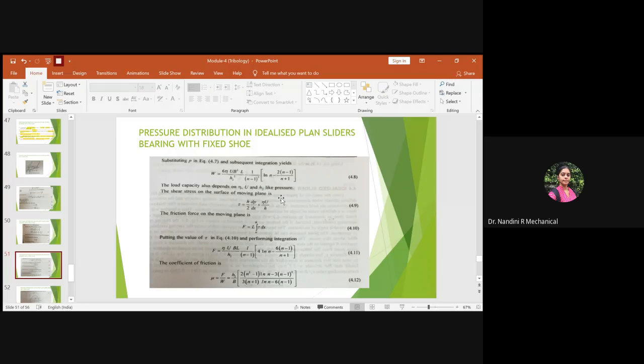And one more thing, when you have a load bearing capacity equation, when the load has been subjected to the plane slider bearing, even the shear stress comes into picture. Can anyone let me know why shear stress comes into picture? Any idea? If you know the meaning of shear stress, you can tell me directly. Why does shear stress now come into picture in case of plane slider bearing? Any guesses?